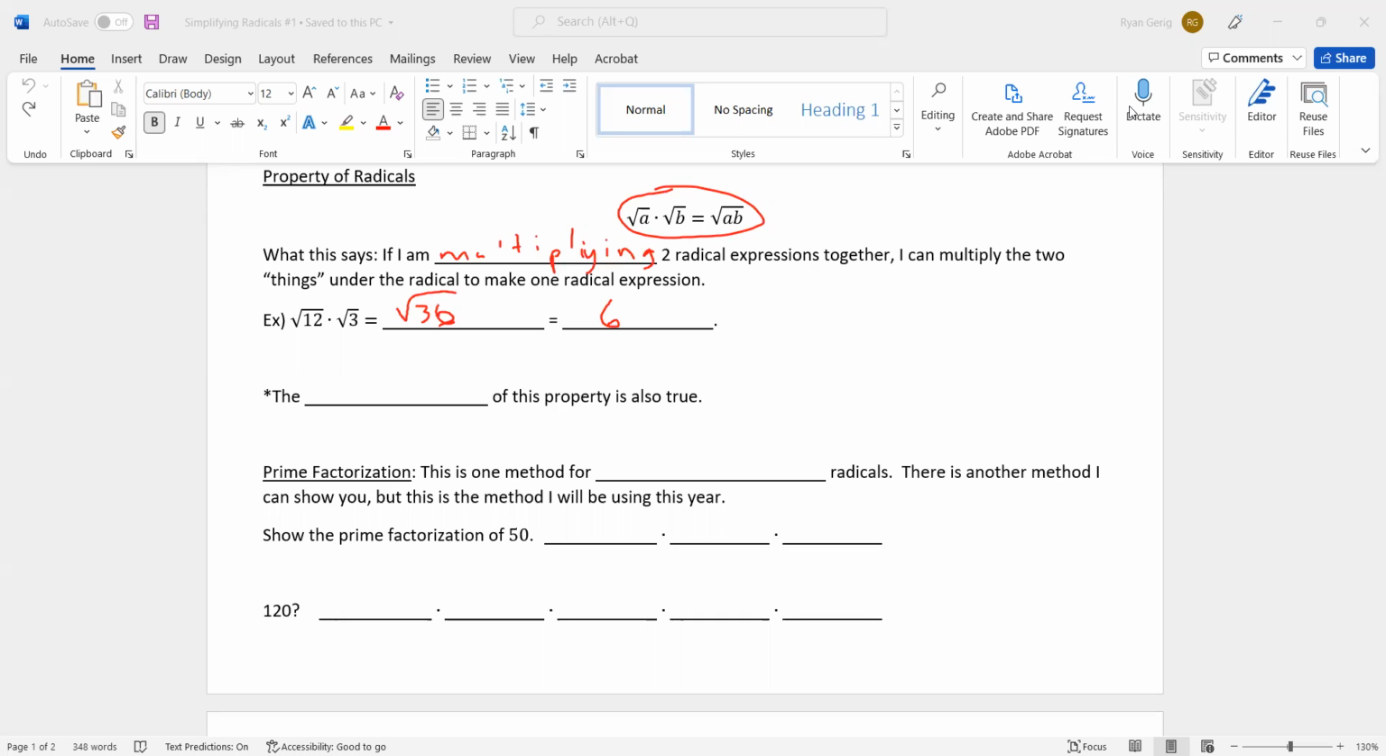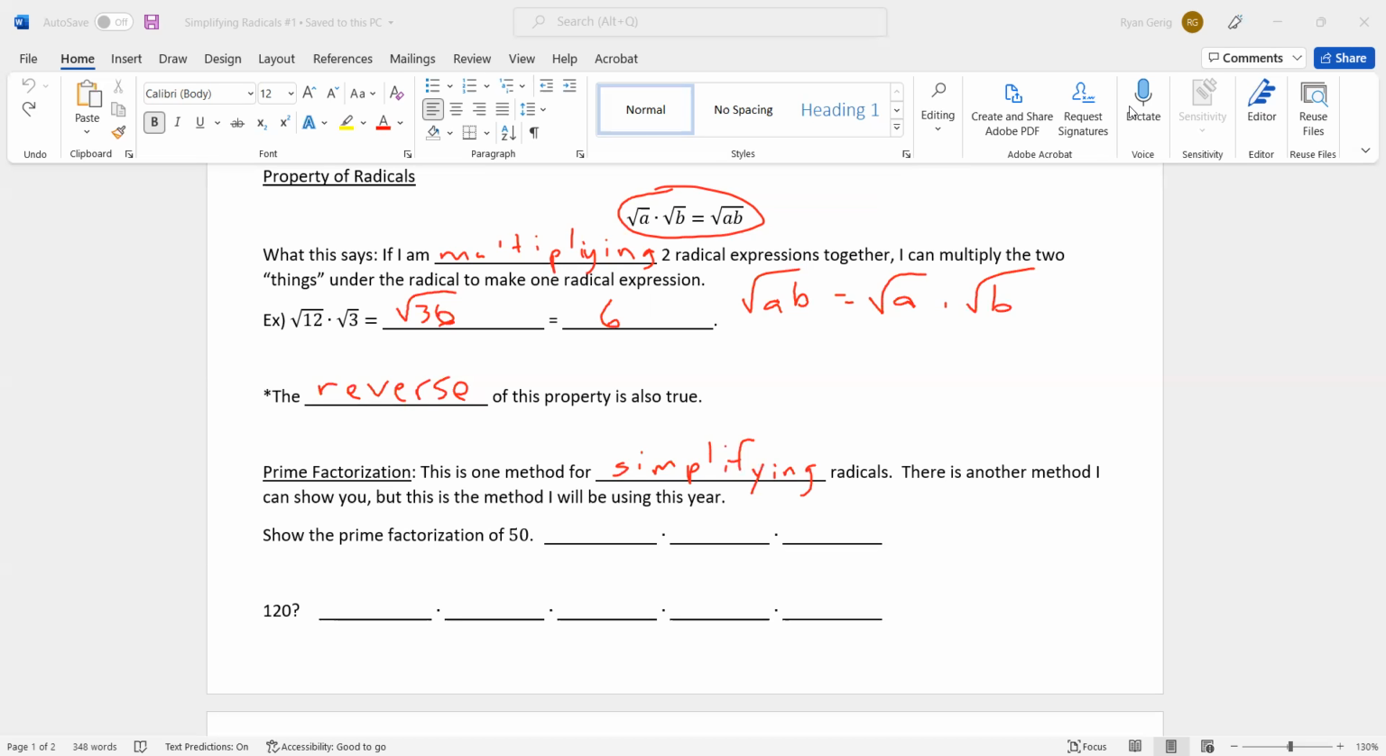That's one of the properties of radicals that's going to be helpful. The reverse of that property is also true. What I mean by that is the square root of AB. If I start with an expression, I can split that into two separate radicals. So I can go the other way as well. And that leads to prime factorization. Prime factorization is one of two methods that I know of for simplifying radicals. You may have done prime factorization before. If you haven't, I'm going to do it here several times. If you want to see the other method, I can show you. I'm not going to do it in the notes.